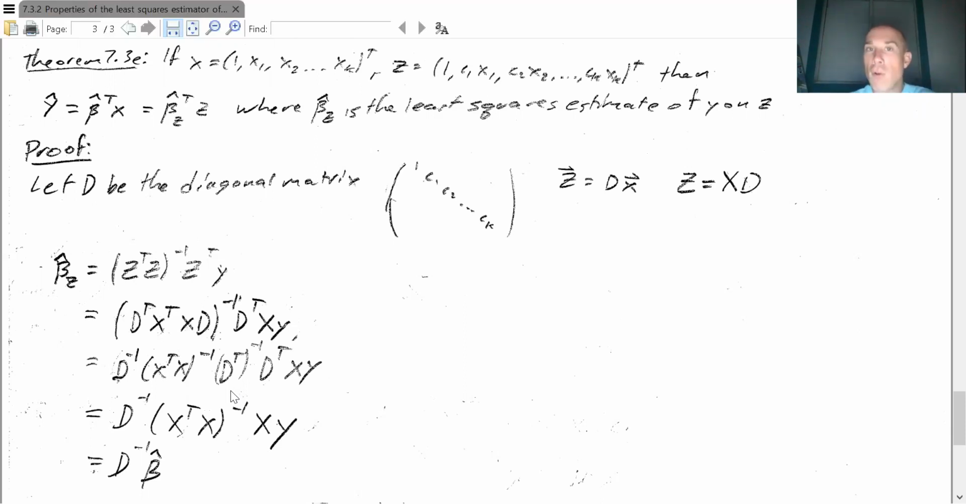Now, diagonal matrix means that it's symmetric. Since it's symmetric, d transpose is equal to d. So I have d inverse times d, and that cancels out as the identity matrix. And so all this business becomes a formula that we're used to. So that's just beta hat. So now it's d inverse times beta hat. So I can see the relationship here, and that gives us a formula so nicely.